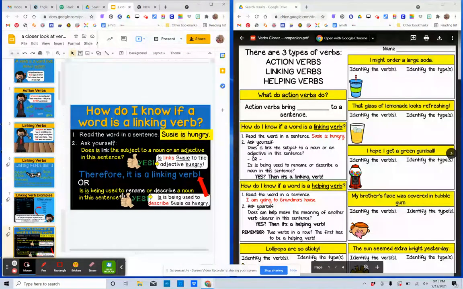Is is being used to rename or describe a noun in this sentence. Yes. Is is being used to describe Susie as hungry. So, everything over here in red.